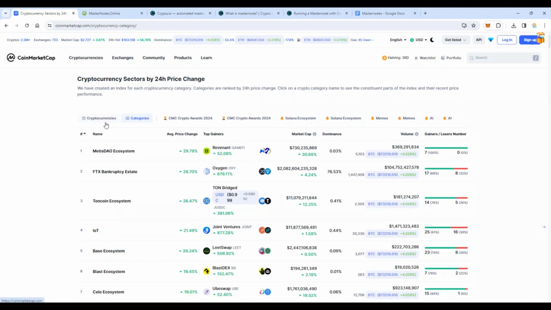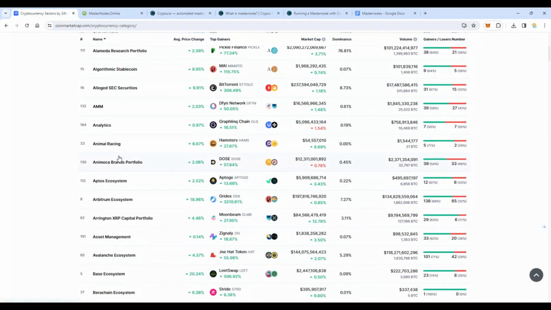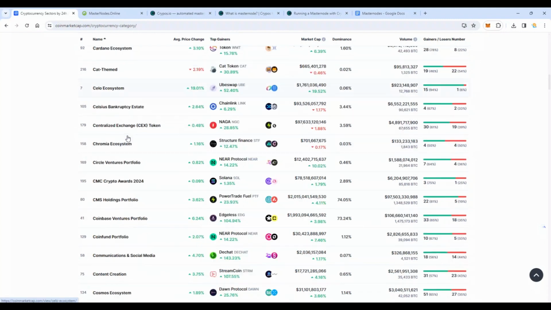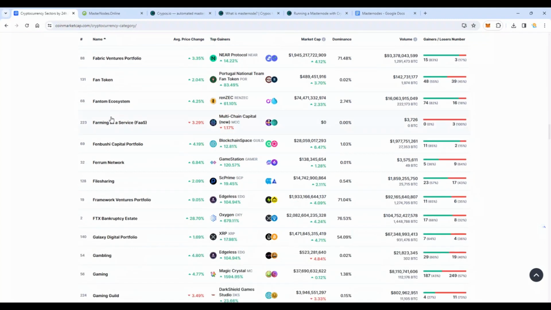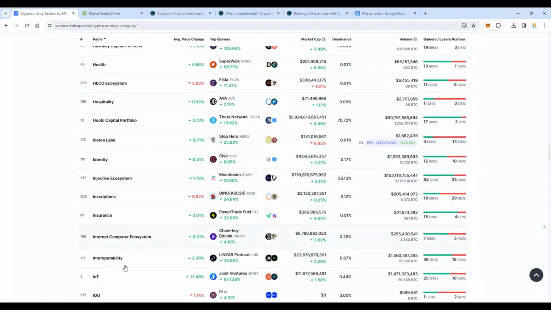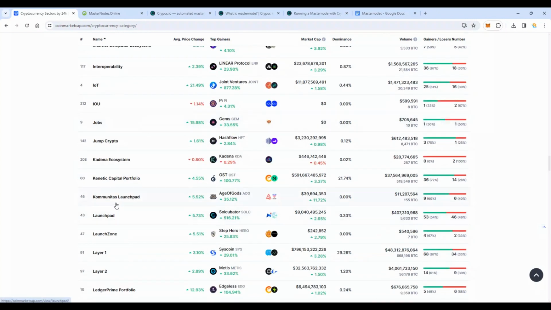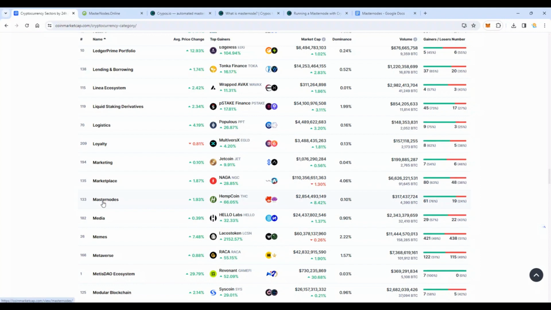the masternodes, you just need to come here and click on the name. It's going to give you, if you want to see projects that are on layer one or on DeFi or on gaming, you can see gambling, health, IoT, IOUs, jobs, layer ones, layer two, loyalty. You see all of them are here. Launchpads, masternodes is here. You can see marketing, marketplace, memes.